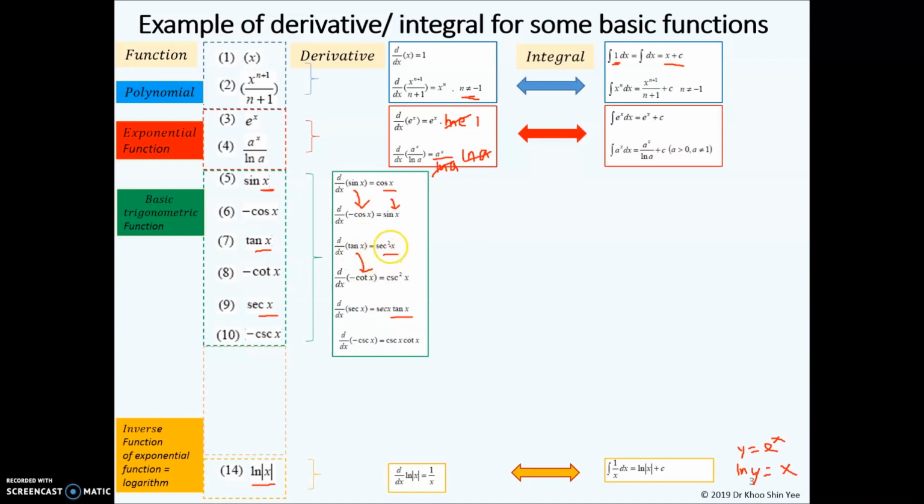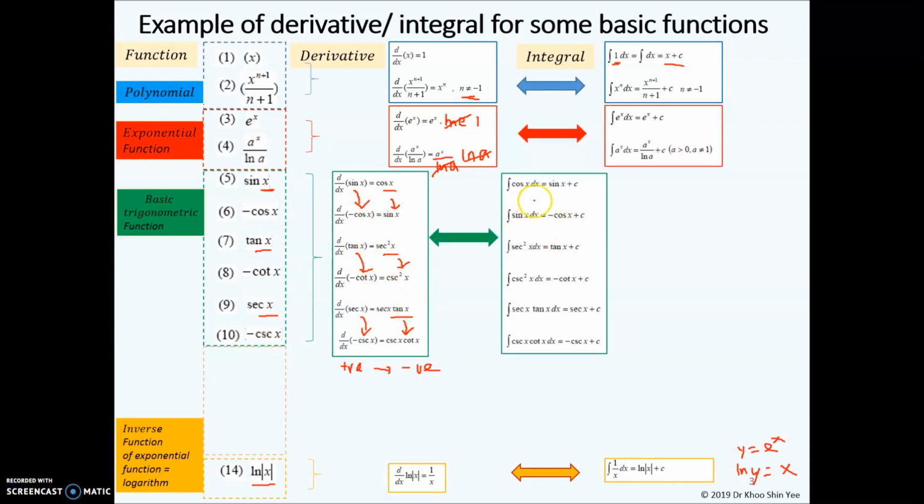So cotangent becomes negative cosecant square. Cosecant becomes negative cosecant cotangent. You can see that there's a relationship where positive changes to negative, while sine changes to cos, cotangent changes to tangent, and cosecant changes to secant. So we can use this relationship to memorize the formulas.